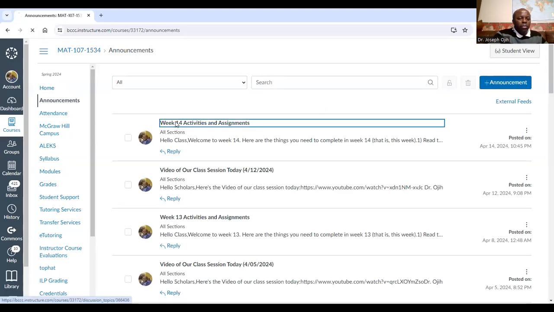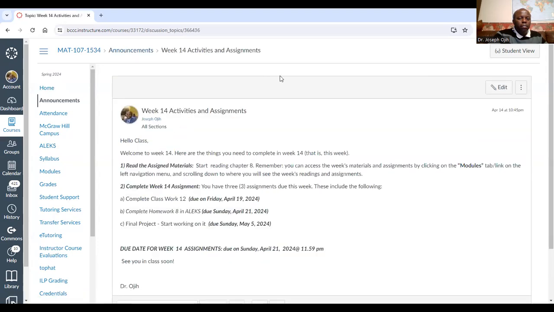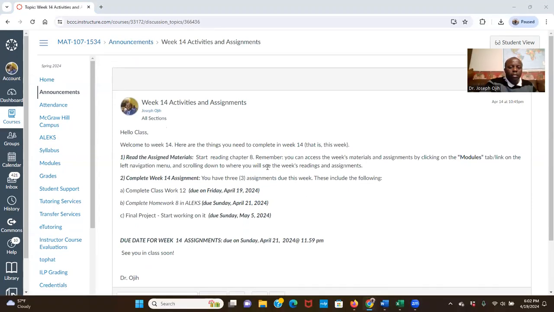So this is week 14. And this is what you need to do this week. Chapter 8. And then the assignments, 3 assignments: classwork 12, homework 8, then the project.